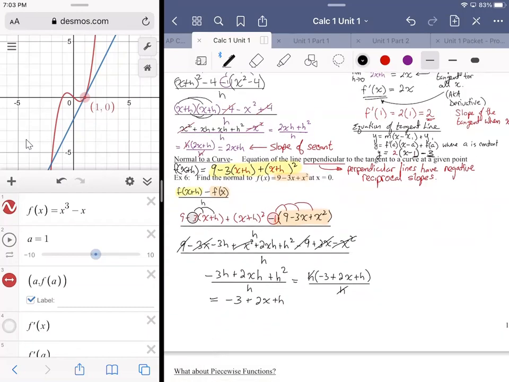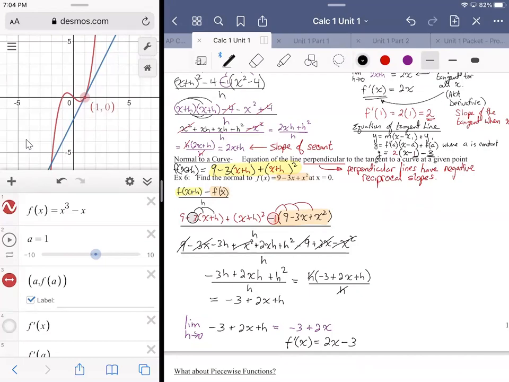So what we learned in the previous problem is that all we have to do is slap a limit as h approaches 0 onto that. And we'll have our derivative. All right, so if we evaluate this for where h is equal to 0, we get negative 3 plus 2x. So that tells me that f prime of x is equal to, already that's 2x minus 3. All right, so that's my derivative.